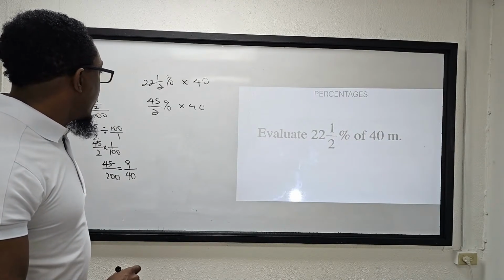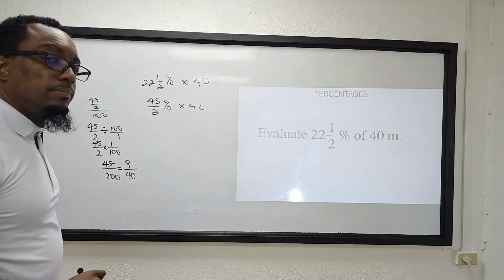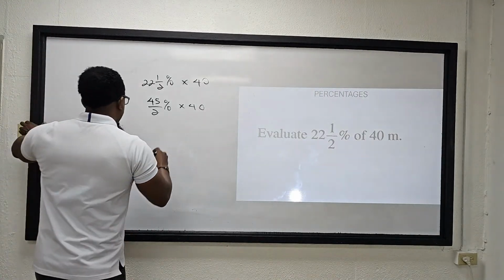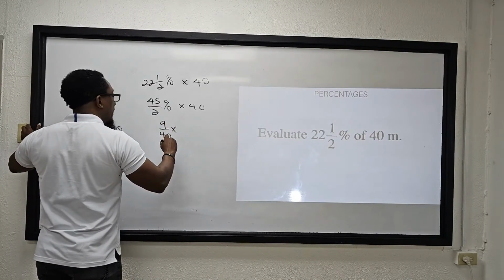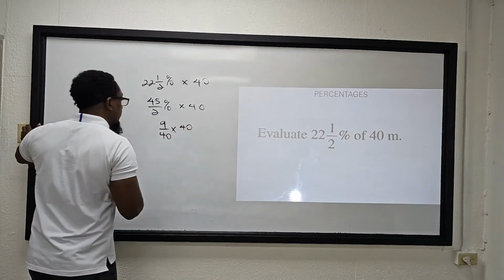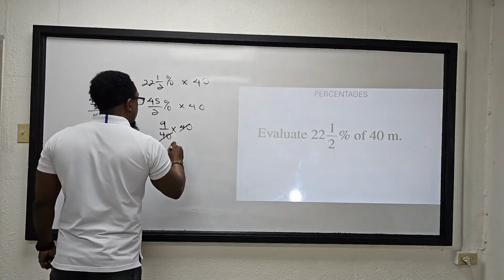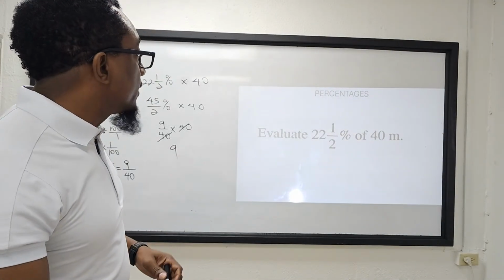So we're going to get here 9 all over 40. So let's multiply 9 over 40 by 40. And we're going to get here 9. Straightforward. Very, very straightforward.